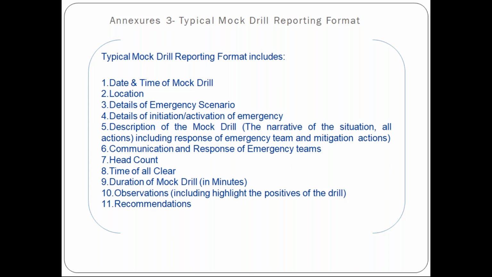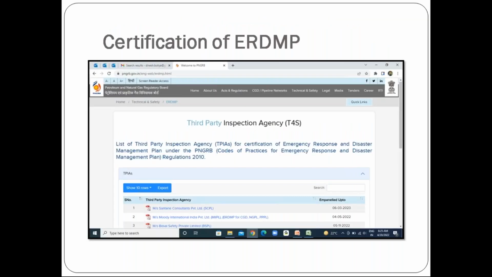These are the agencies which are available on the website of this authority, which is PNGRB. So they have identified these. There are impaneled agencies, and their validity is there. One can go to the website and get the plan vetted and approved by the third-party agency. So this process normally takes two to three months to validate, certify and approve the ERDMP.